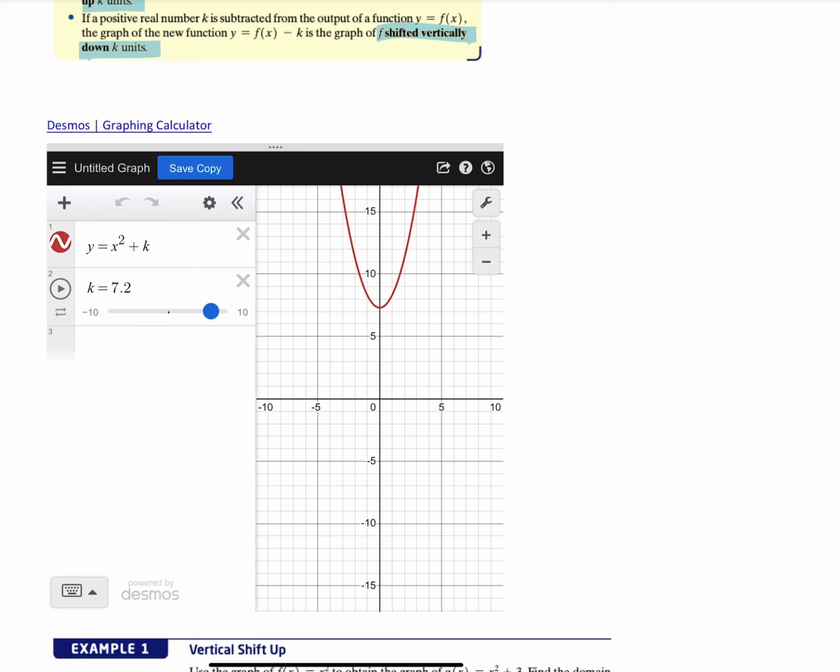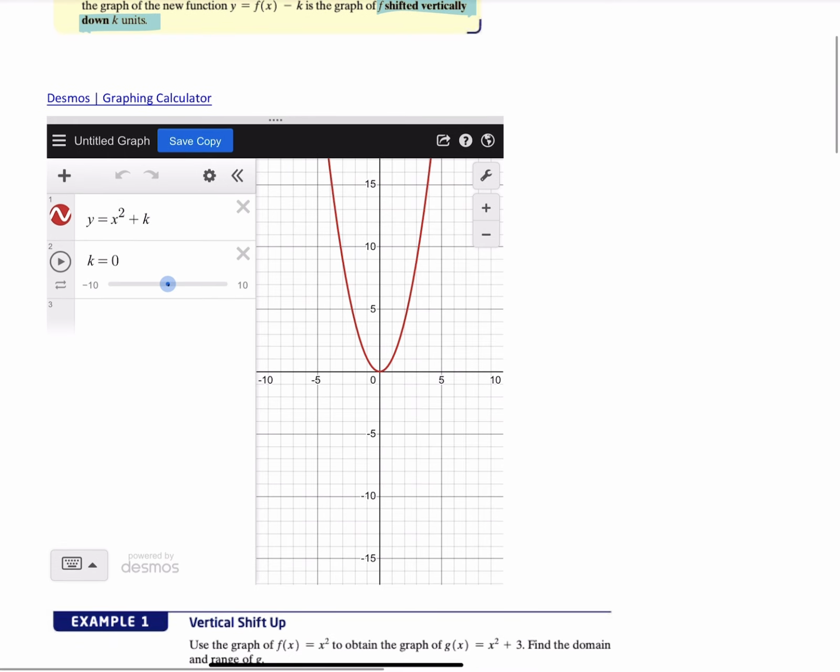Go up to 10 here. So we'll go back down. If k is equal to 0, then we just get our original function. But in this case, if k is negative, that means we're subtracting, so it shifts the function down. So you can see it's like we're just sliding this function up or down depending on this value of k.